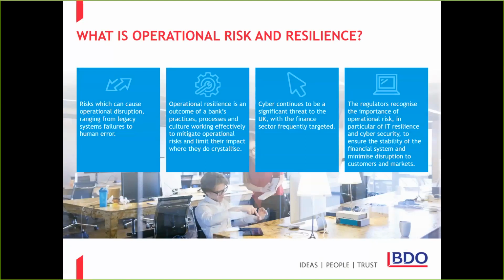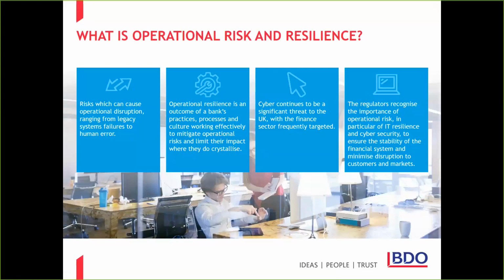And operational resilience is then defined as the outcome of a bank's practices and processes and culture working to effectively mitigate these operational risks. And therefore, you will limit the impact if these risks were to crystallize. Because the key thing here is that these risks are always there, but it's how you actually mitigate those risks. For example, if your IT system is down, what kind of mitigants will you have? Do you have an alternative system? Do you have manual workarounds, etc.? Incredibly important, once you have identified the risks, to have some good mitigants against them.